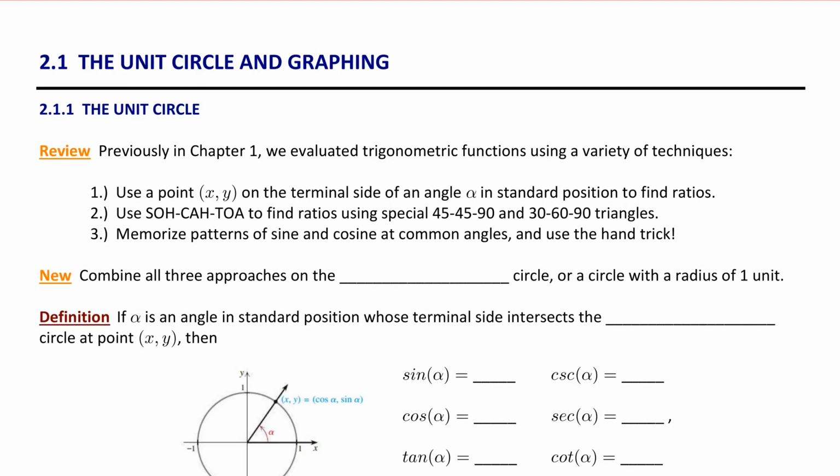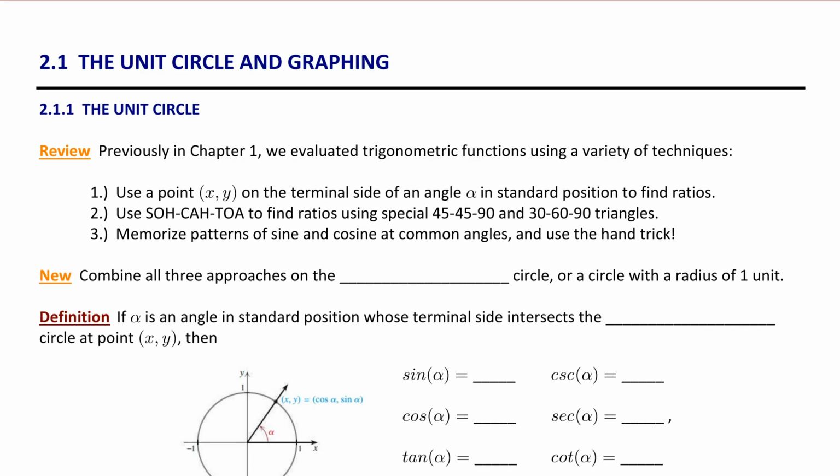Quick review. Previously in Chapter 1, we evaluated trigonometric functions using a variety of techniques. The first method that we learned was to locate a point, x y, on the terminal side of an angle alpha in standard position, and we found the 6 trigonometric ratios. The second method was using SOHCAHTOA and special 45-45-90 or 30-60-90 triangles to evaluate the trigonometric functions. A third approach was basic memory. You memorize the values in tables or using the hand tricks.